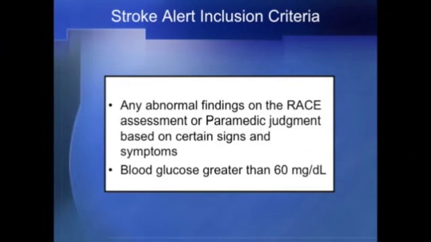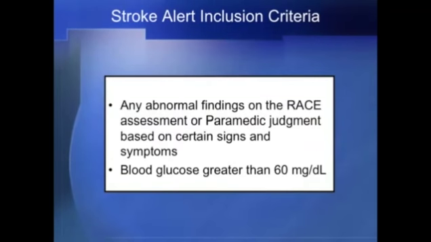However, the RACE scale does not cover all of the aspects or all of the symptoms of somebody having a stroke. So in this case, paramedic judgment has been added so that these other symptoms and that other experience and knowledge level that you have in identifying somebody that has a stroke can be called a stroke alert.